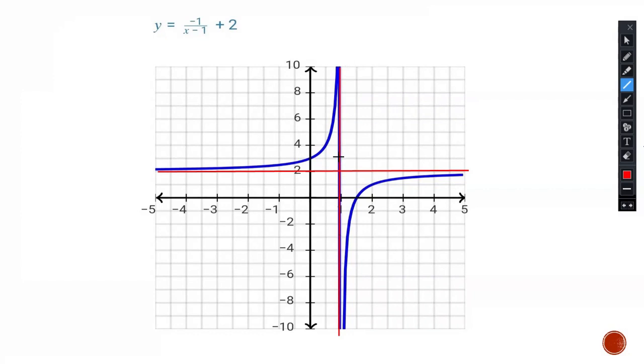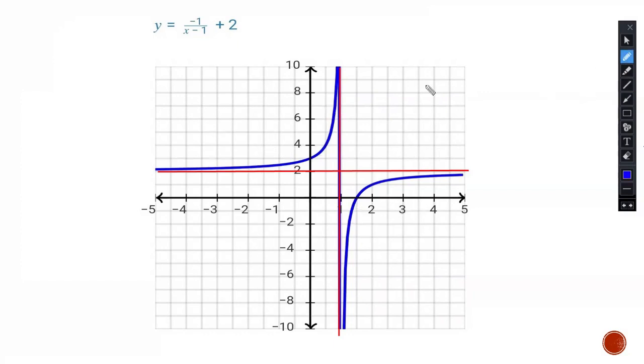So this is now the first quadrant. This is now the second quadrant. This is now the third quadrant. And this is now the fourth quadrant. So that's what you need to understand there. So first indicate your asymptotes so that you now have a new placement of the quadrants. Now we can see that because this is negative, it's now in the second quadrant and in the fourth quadrant.